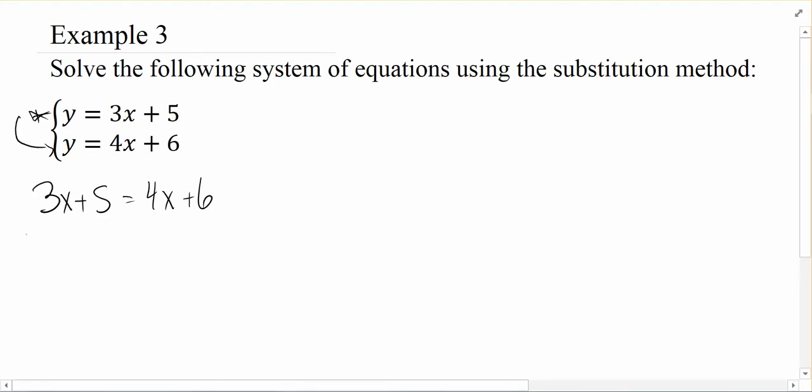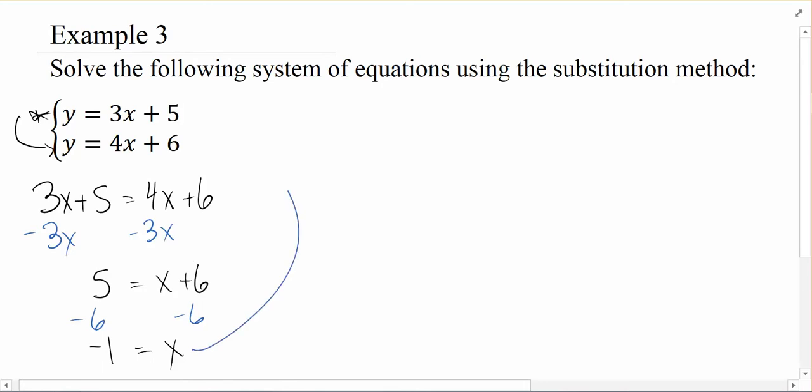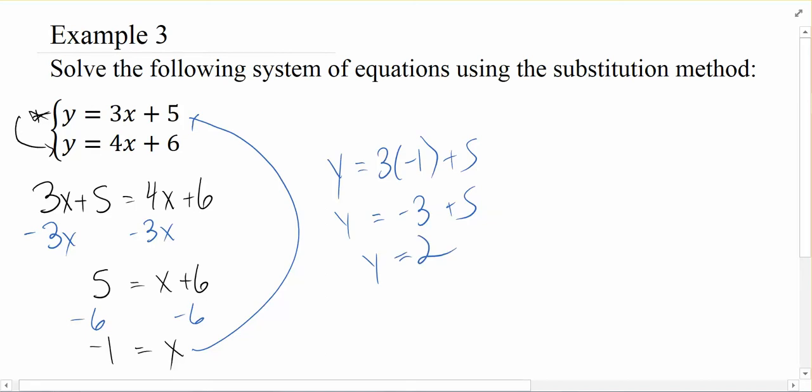And now we can solve for x by subtracting 3x from each side, which gets us 5 equals x plus 6. Then subtract 6 from each side, and that gets us x equals negative 1. We can now plug this into either one of the equations, it doesn't matter. But y equals 3 times negative 1 plus 5. And so y must be 2. And so our ordered pair is negative 1, 2.